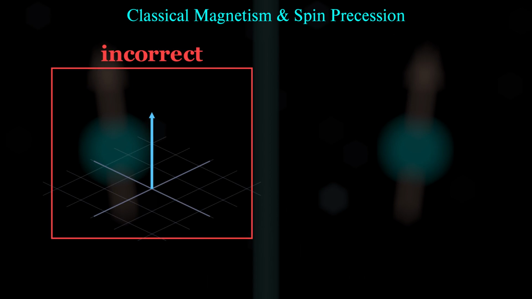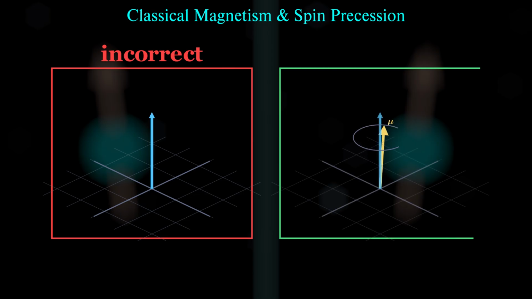When people first learn that magnetic moments interact with a magnetic field, the natural thought is, okay, so why doesn't it just point along the magnetic field? And the answer is the magnetic field doesn't just pull a magnetic moment into alignment. It produces a torque. So instead of just snapping straight into the direction of the field, the magnetic moment rotates around that field direction. And that's the motion that we call precession.